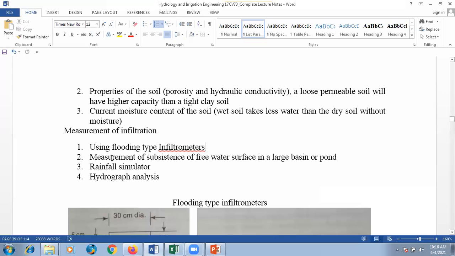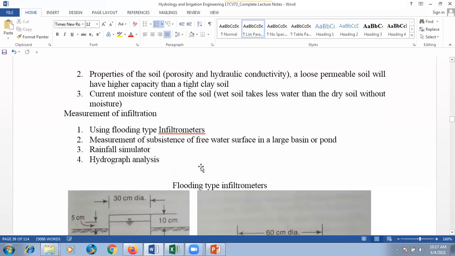The second method is measurement of subsidence of the free water surface in a large basin or pond. Then rainfall simulators, some kind of computer-based arrangement where we can simulate such conditions. Of course, some assumptions are very much necessary. And the classical method of hydrograph analysis, which we look into in module 3. In module 3, we will discuss this hydrograph analysis in great detail.